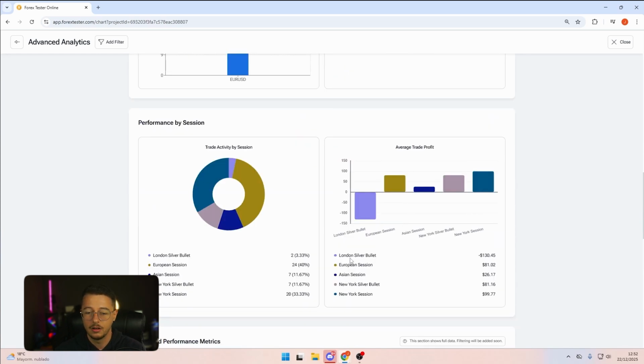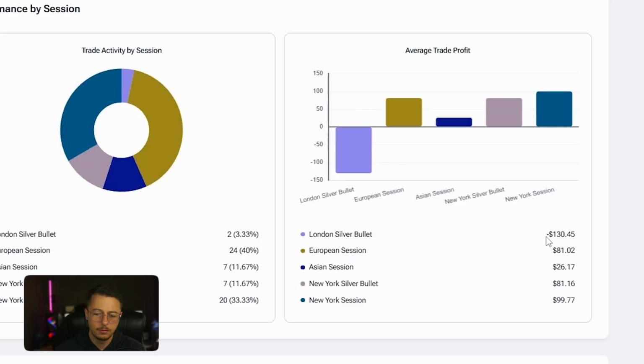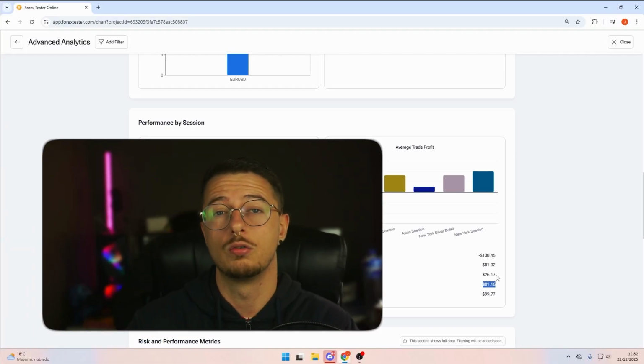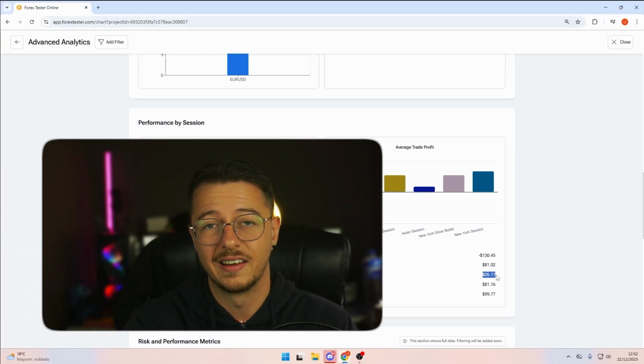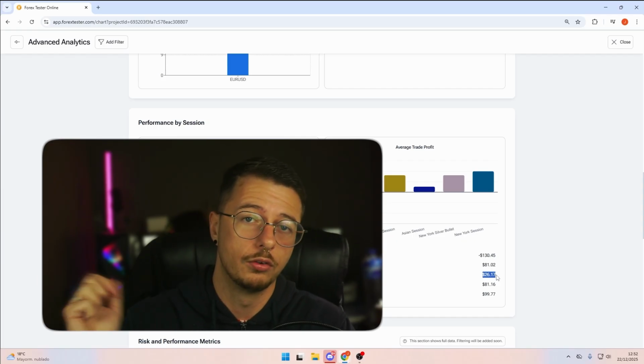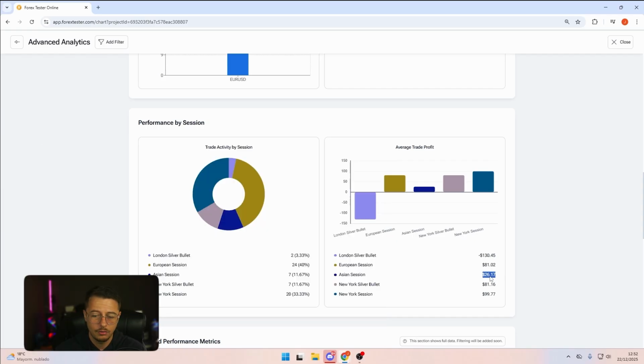And as well, we can see that if we look at the London silver bullet, the performance wasn't so good, having a minus $130 as the average profit. But if we look at the European session and the New York silver bullet and the New York session, we had the best performing trades. Okay, so the Asian session, this would be any trade that basically was done late in the New York session and rolled over to the Asian session. We can see that these aren't so good. We didn't get so much profit out of them, but the European, the New York silver bullet, and the New York session have been the best performing.